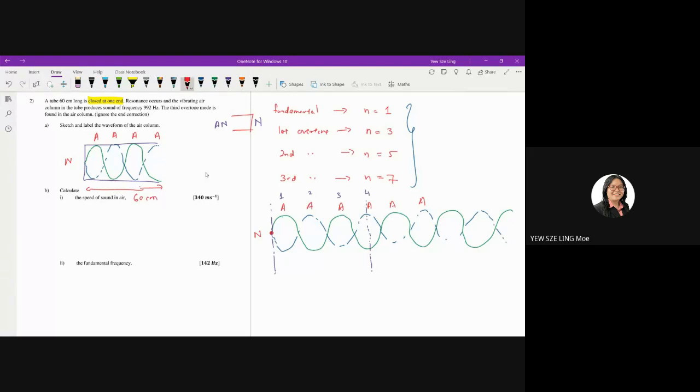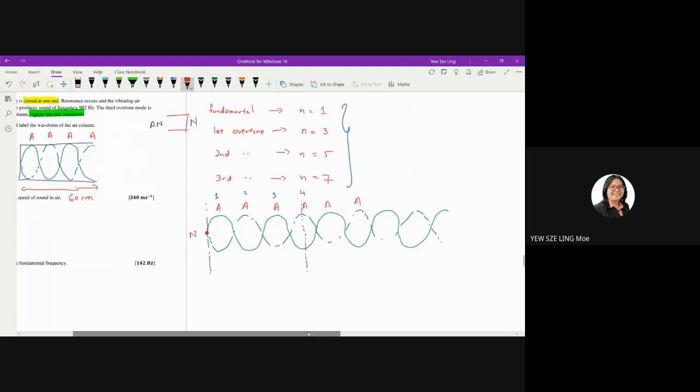So that's it. And one more thing that students will ask is what does it mean by ignore the end correction? So end correction now, usually, if you look at my initial sketching, when I sketched it just now, there's some part without the wave.